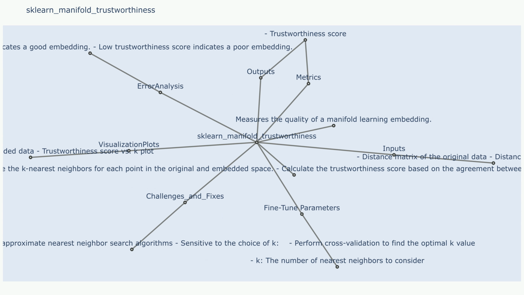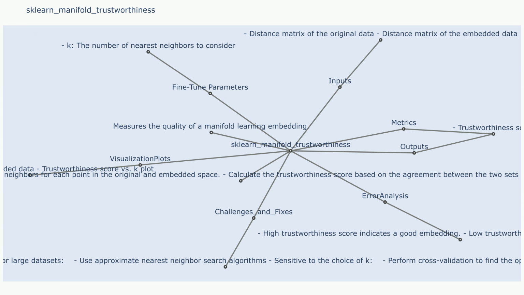Challenges and fixes. Challenge 1. Explain in detail. High dimensionality. Trustworthiness may be sensitive to the curse of dimensionality, where distances between data points become less meaningful in high-dimensional spaces. This can lead to unreliable or inaccurate trustworthiness scores.